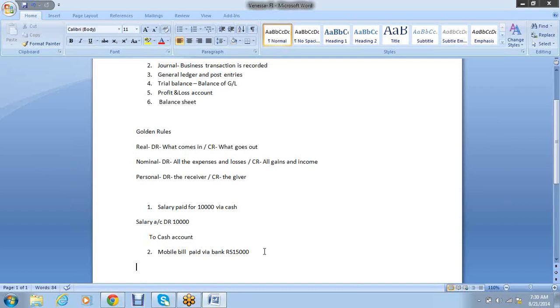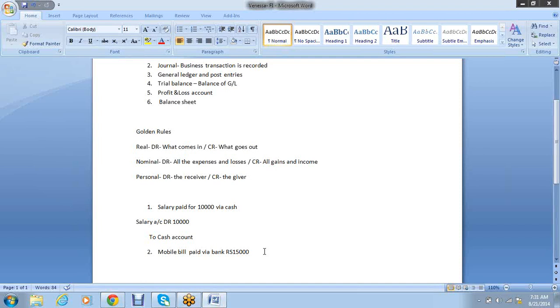So what will be the entry? Paid via bank. So it's a credit coming in. It's a credit actually happening. So it is all gains, income. So it's a nominal account. No? Why is it gain?